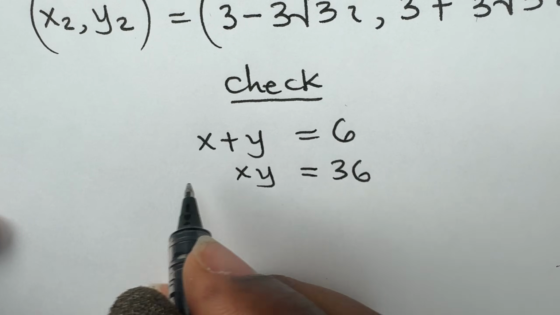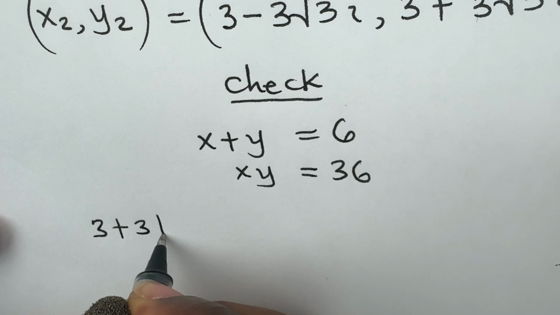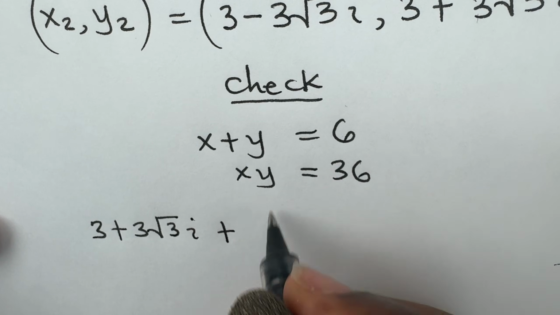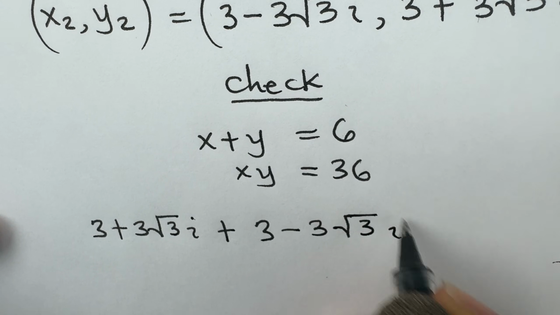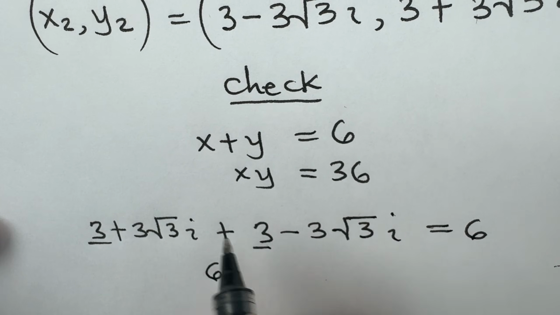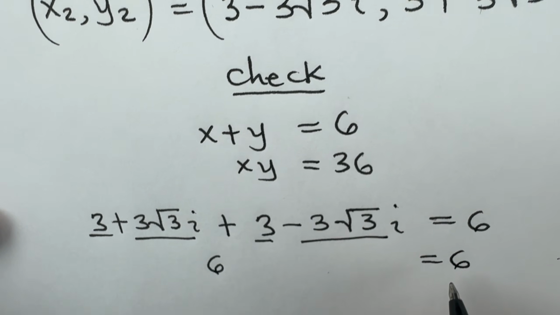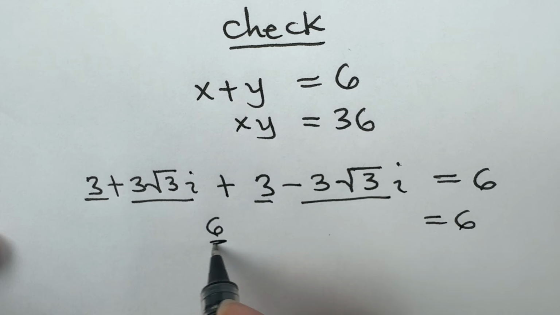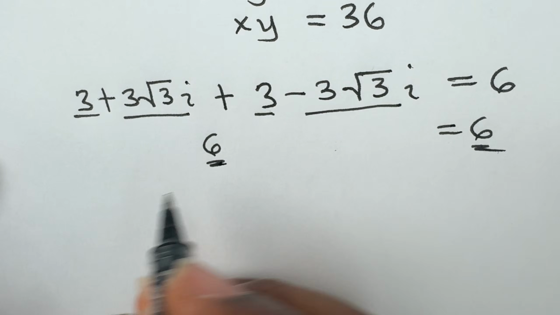This will then give me x, which is 3 plus 3 root 3i, then plus y, which is 3 minus 3 root 3i, to give us 6. This plus this here is 6, and this minus this is 0, so we have 6 is equal to 6. So the first equation, substituting the solution into the first equation, we have the left-hand side equal to the right-hand side.